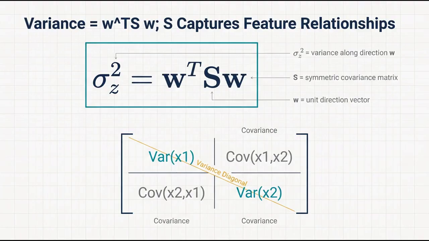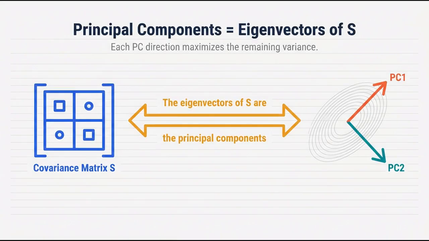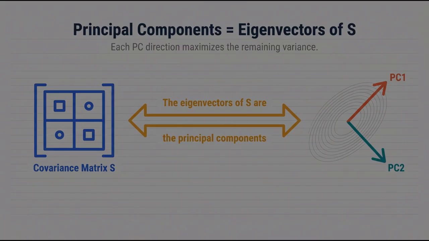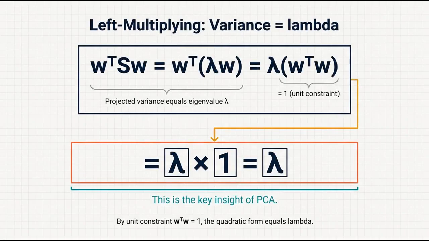The diagonal elements represent the variance of each individual feature, while the off-diagonal elements represent the covariance between different features. Measuring how they change together tells us that the principal components we are looking for are simply the eigenvectors of the covariance matrix.